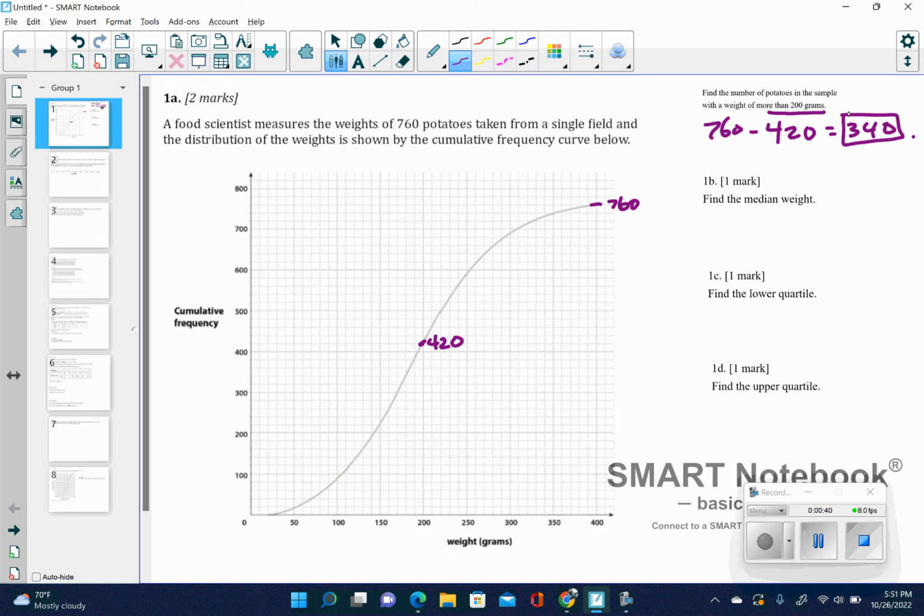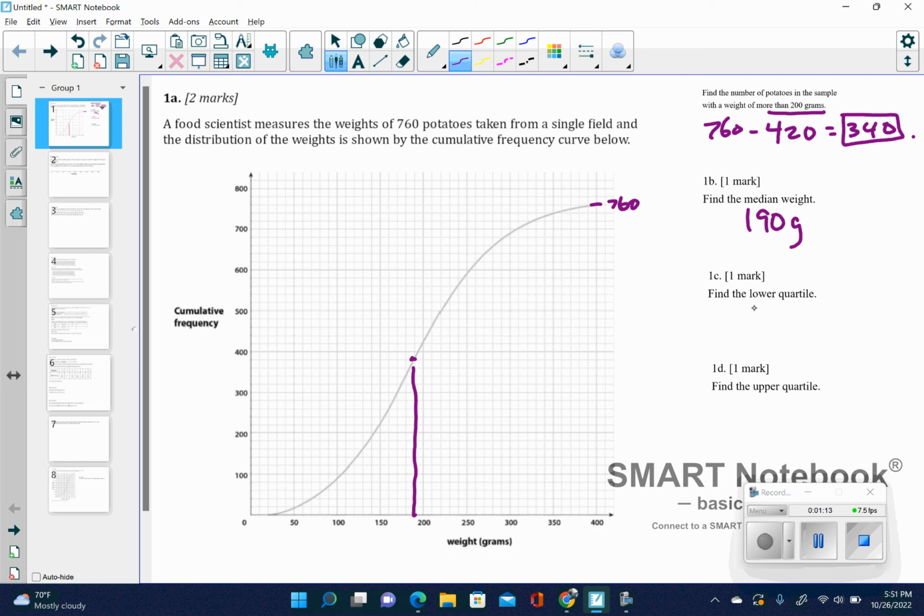Okay, find the median weight. The median is where we take this number and cut it in half. So half of 760 is 380. If we look over here, 380 is right about here. And if we go down all the way down, this right here is 190. This goes up by 10, these go up by 20. So that is 190 grams.